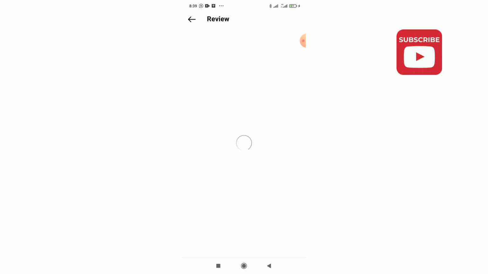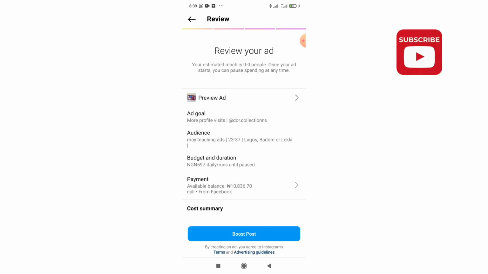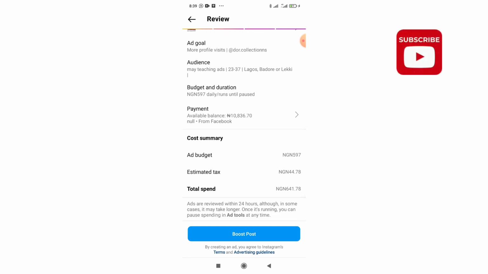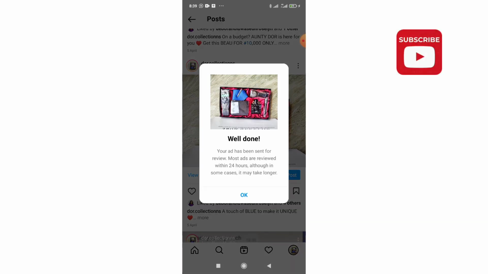So Instagram will definitely review your ads. Right now I have 10,000 in my ad account. That is what Facebook is showing me. Instagram will charge you for tax, which is 44 naira per day, and your total spend per day will be 641. Now I am going to boost my post, and Instagram will tell me they have sent it for review. Okay, I'll press OK.